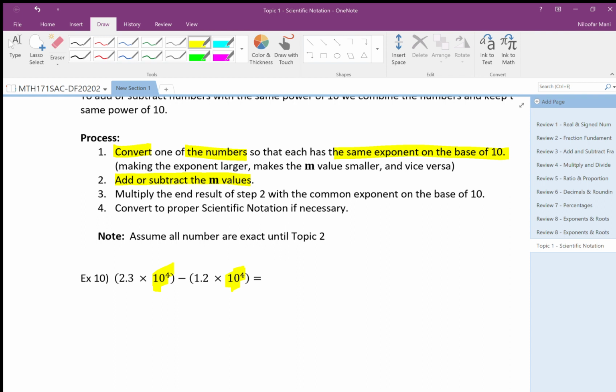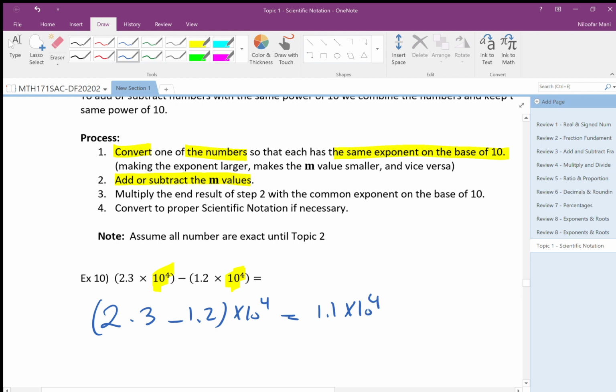Okay, so now I show it. The first example, I have the same exponent, so easy. 2.3 minus 1.2 times this, which is 1.1 times this. Is my answer in scientific notation? Yes. Okay, done.